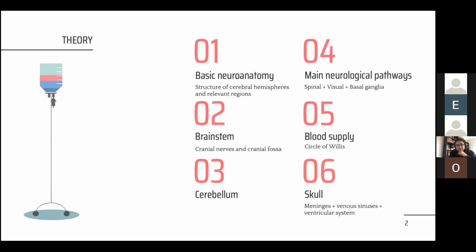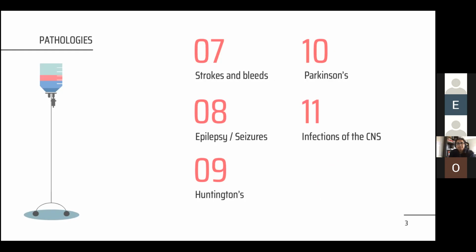We'll talk about the brainstem, the cerebellum, all of the neurological pathways, so the spinal tracts, the optic pathway, and the indirect and direct pathways. The circle of Willis for the blood supply, and then all the parts of the meninges and the skull, that sort of stuff. And then for the second part of the lecture, we'll go through some of the more pathology. So we'll talk about strokes and hemorrhages, a bit about seizures, a bit about Huntington's and Parkinson's, because they're related to the indirect and direct pathways, as well as the three infections, so meningitis, encephalitis, and brain abscesses.